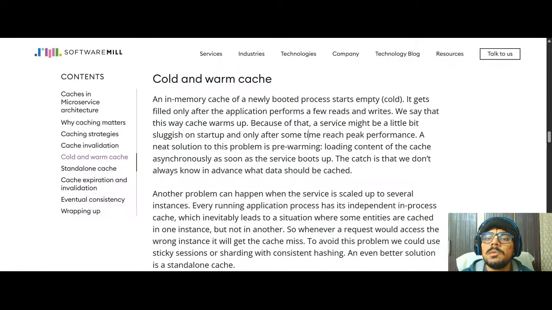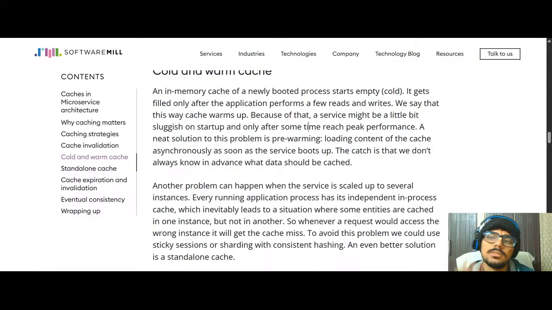And the memory cache of a newly booted process starts empty. All right, so empty processes, those all are cold. It gets filled only after the application performs a few reads and writes. We say that this way the cache warms up.